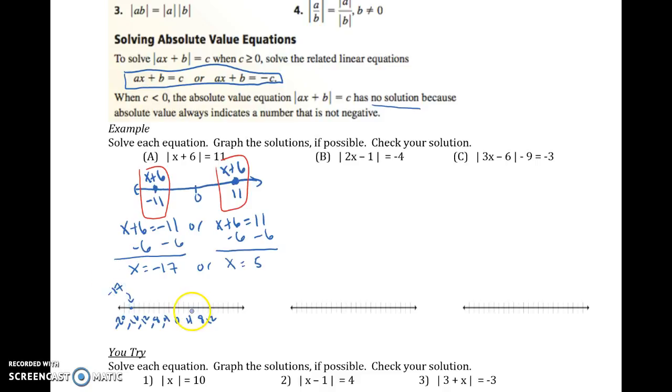Okay, same thing for 5. It's between 4 and 6. So it's going to be right about there. And in case you want to be a little more clear, just go ahead and label that in. And of course, you check both.